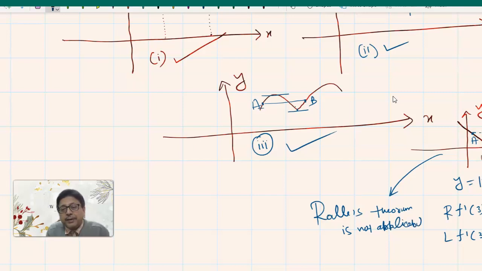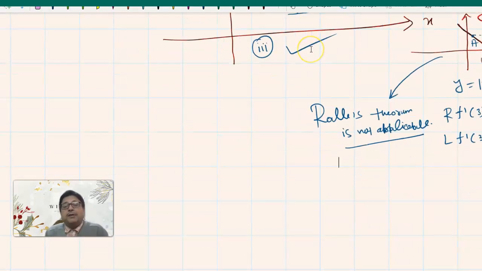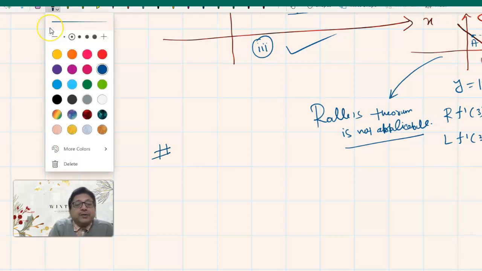Why not applicable? Because the graph, I mean the function, has a kink, or the function is not differentiable at x equal to 3. So Rolle's theorem is not applicable over there. Now let us see in some problems how to decide whether Rolle's theorem is applicable or not.